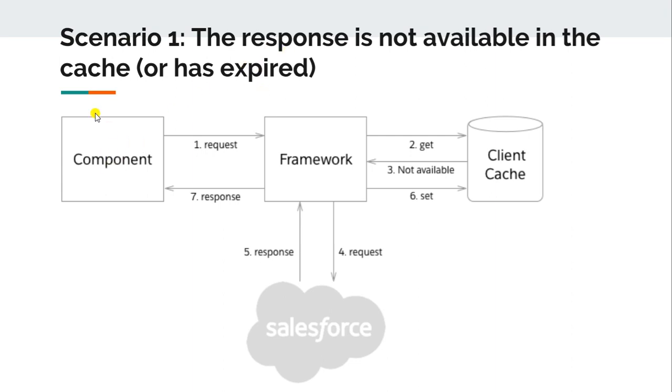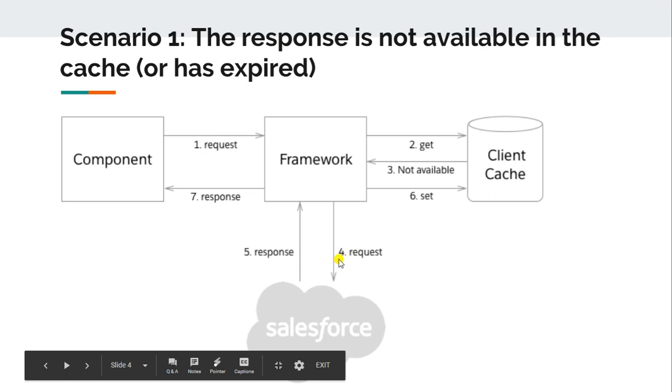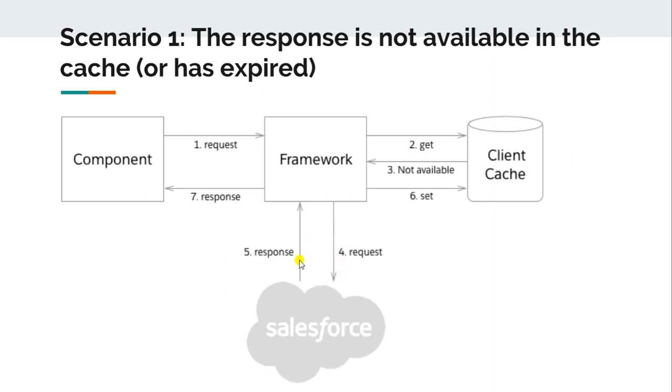So let's say we have a component that is making a request to the server. First, it will check the client cache. If it finds that the client cache is not available, it will make a server call to Salesforce. It will return the response to the framework. First it will set the cache and then send the response back to the component. So if we don't have any cache or the maximum expiration time of 900 seconds has expired, then this scenario comes into the picture.